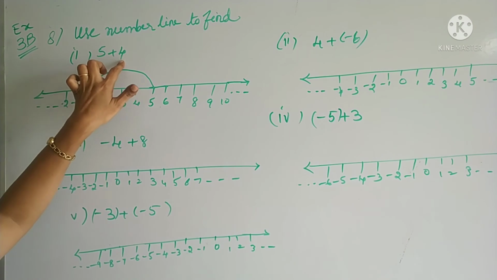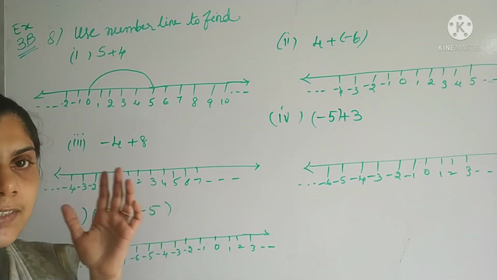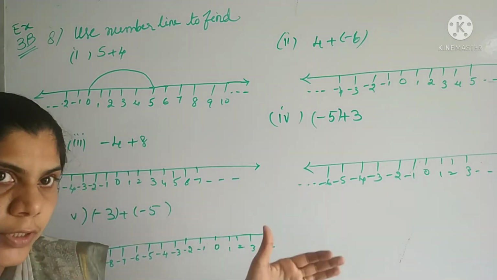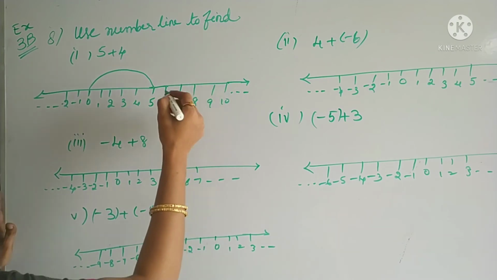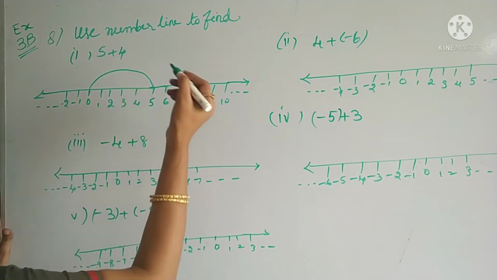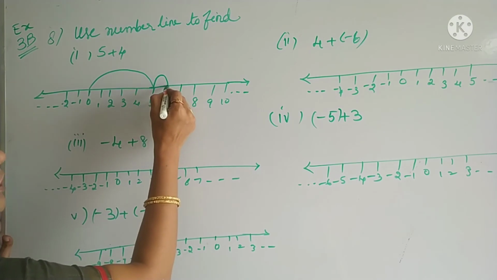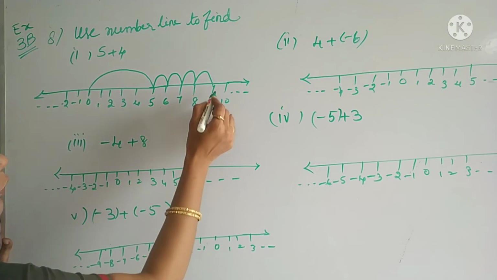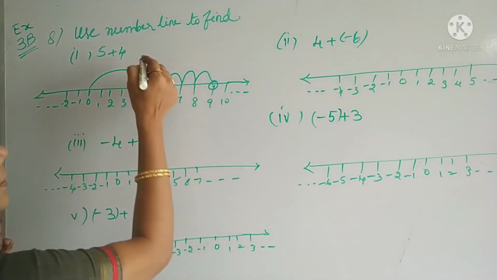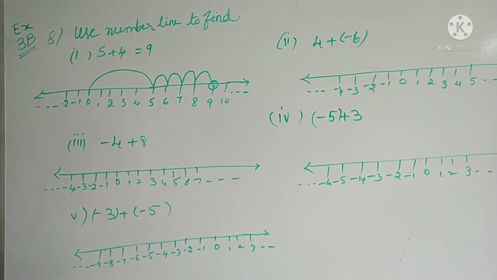Plus 4. Whenever you see the plus addition symbol, understand that you have to move forward. So addition means you have to move forward. You have to move forward 4 numbers. How many numbers here? 4. So go 4 steps: 1, 2, 3, 4. What is the number at the 4th step? 9. So this is your result. Like that you can calculate by using the number line.